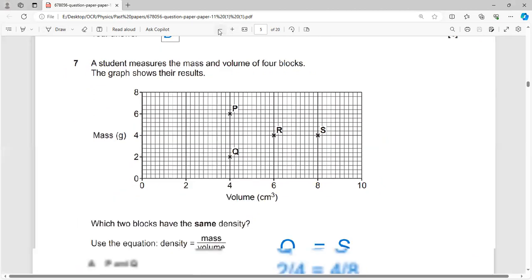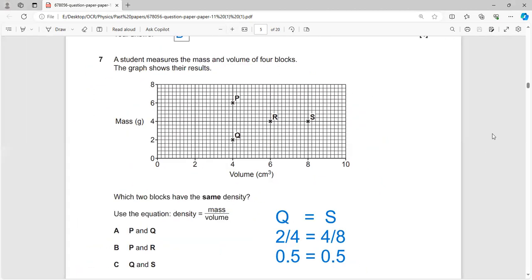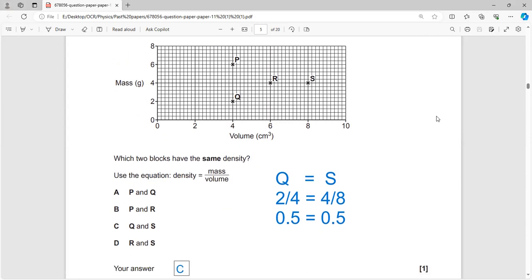Now, the next question is about a student who measures the mass and volume of 4 blocks. The graph shows their results. Along the y-axis, there are masses given. Along the x-axis, there is the volume. Which 2 blocks have the same density? If you want to measure the density, the formula is mass over volume. So you need to check the mass over volume of the different points. Which 2 points have the same answer?